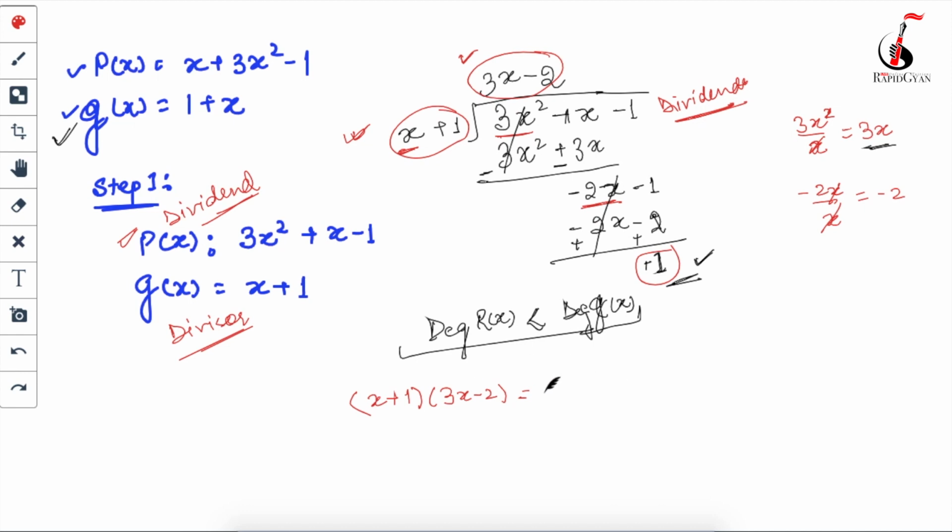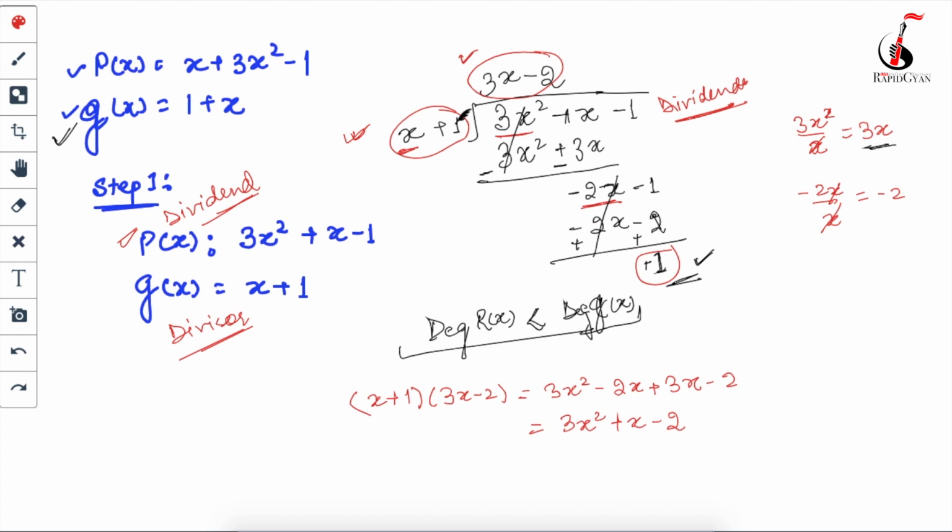multiplied by 3x minus 2, what will I get? x multiplied by 3x, I will get 3x square, correct? Then x multiplied by minus 2, I will get minus 2x. Then 1 multiplied by 3x, I will get plus 3x. And then 1 multiplied by minus 2, I will get minus 2, which will give me 3x square. This minus 2x plus 3x will give me plus x, and 1 multiplied by minus 2, so I will get minus 2 over here, correct?